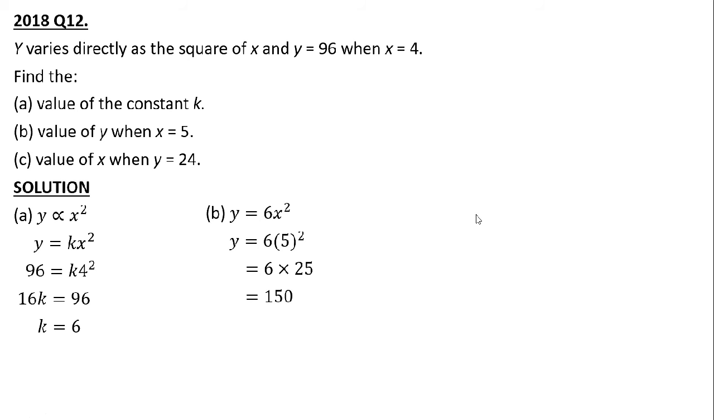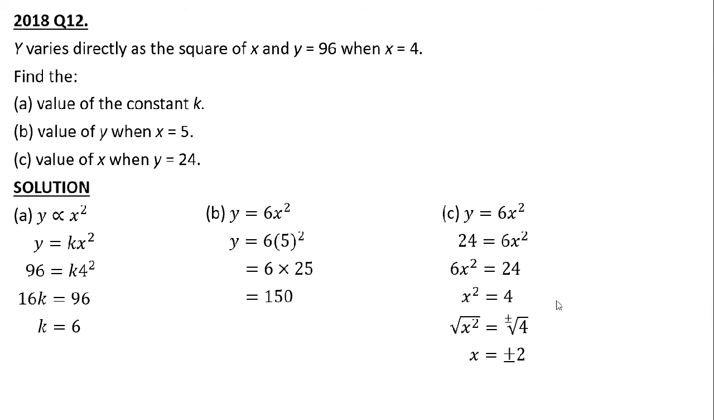Find the value of x when y equals 24. y equals 6x squared. Where there's y we'll replace a 24. So 24 is equal to 6x squared. To find the value of x squared, we'll divide both sides by 6. Our x squared will be equal to 4. To find the value of x, we introduce the square root on both sides. Our x will be equal to plus or minus 2. Our x, therefore, is equal to 2, or x is equal to negative 2.